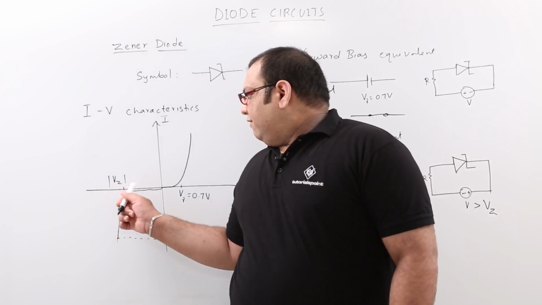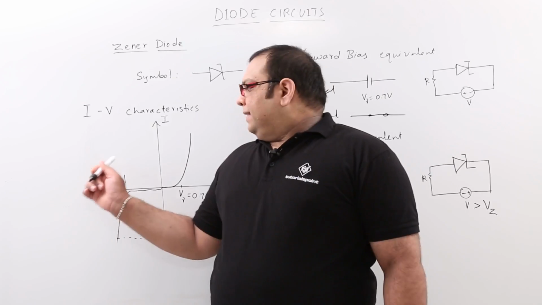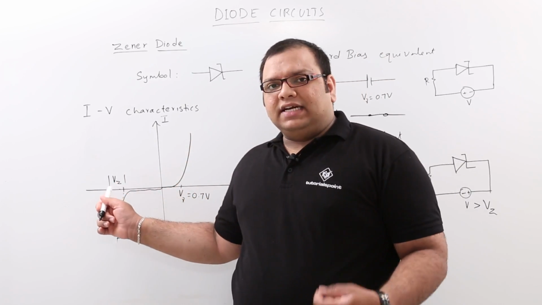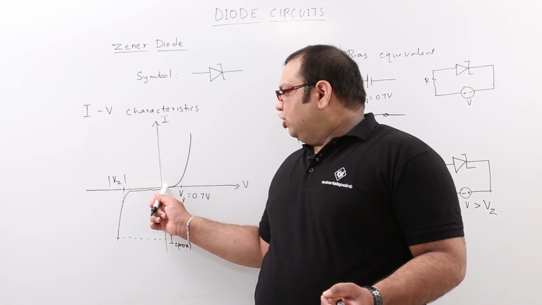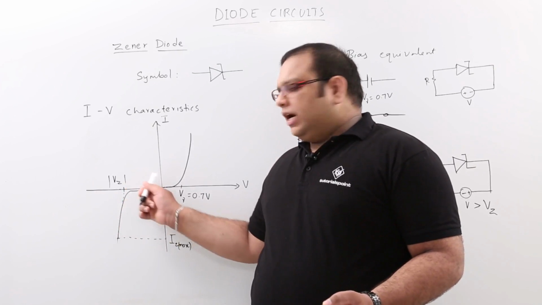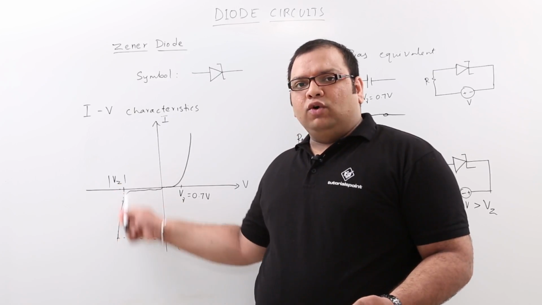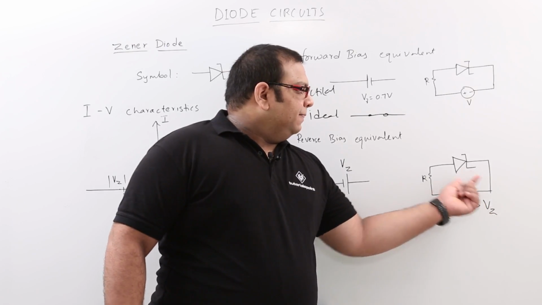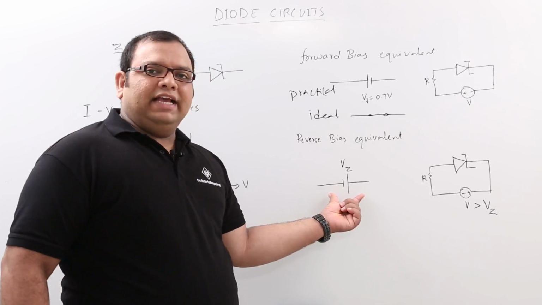That means when you are applying less than VZ, the current is very small. Normally in the forward bias region we consider currents in milliamperes, but in the reverse bias region we consider these currents in microamperes, so they are negligible. So from 0 to VZ, in this region you can consider the Zener diode as an open circuit. But after crossing VZ, the output will be only at VZ. When V is more than VZ, this diode will be in the reverse breakdown region, and we will take the equivalent like this.